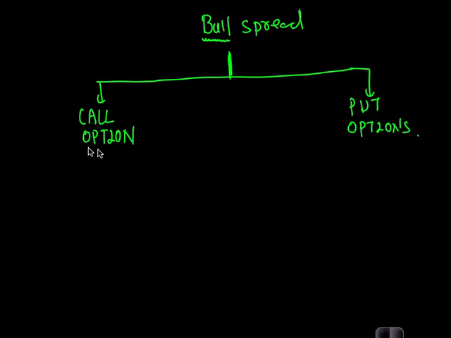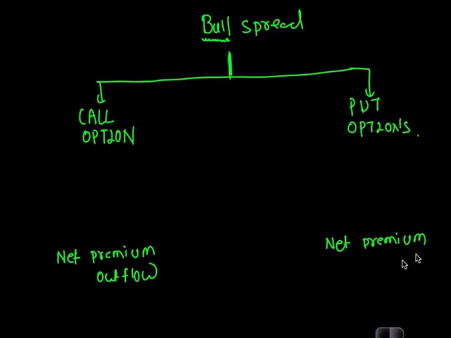So if you are building a bull spread with the call, then leave some space below this and then say we should have a net premium outflow. But if you are going to build a bull spread with the help of put, then we should have a net premium inflow.